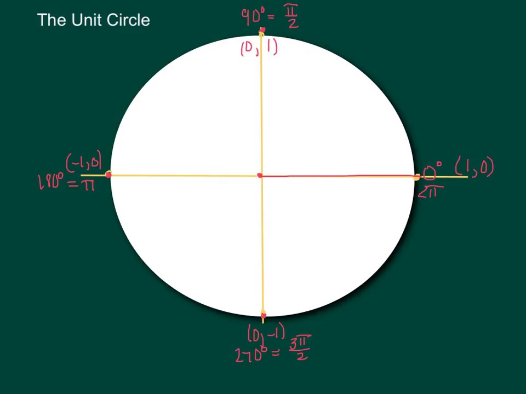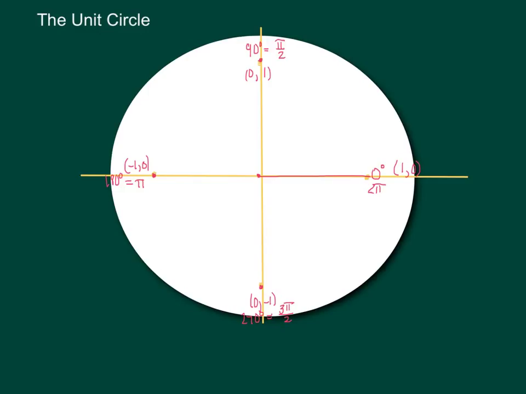So the way that it works, if you go around the circle, this is 1 pi over 2, 2 pi over 2, 3 pi over 2, 4 pi over 2. And they're just reduced. Okay?